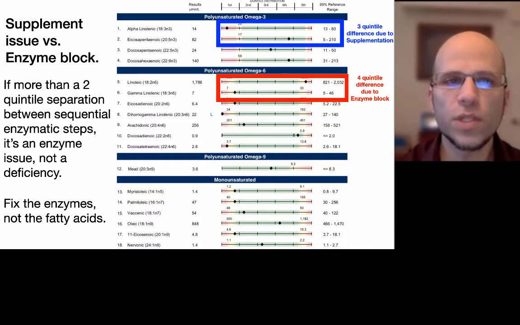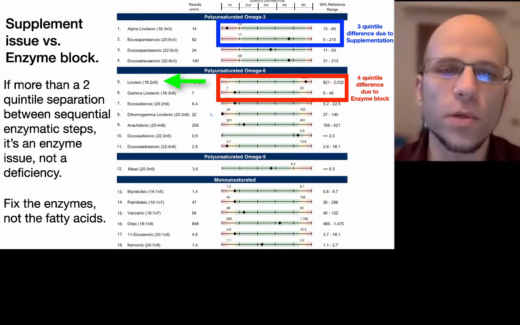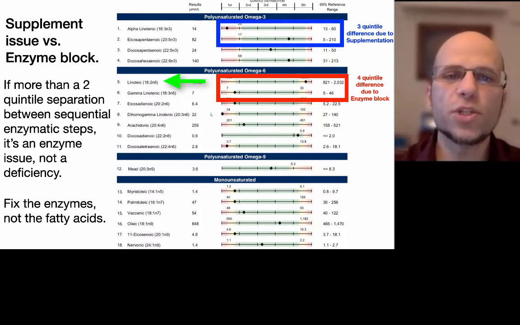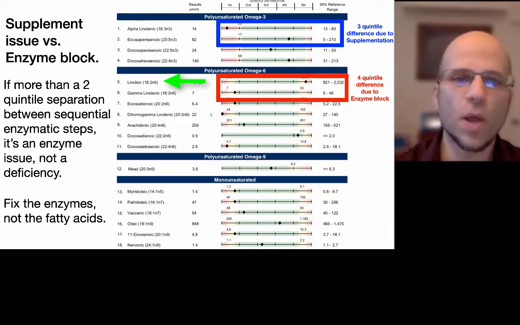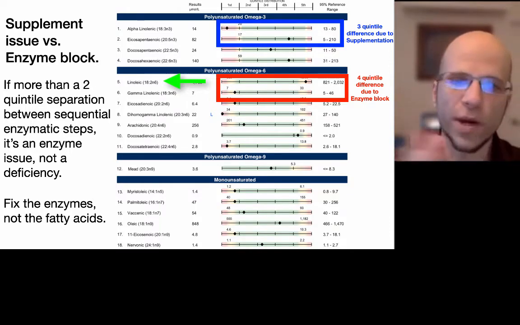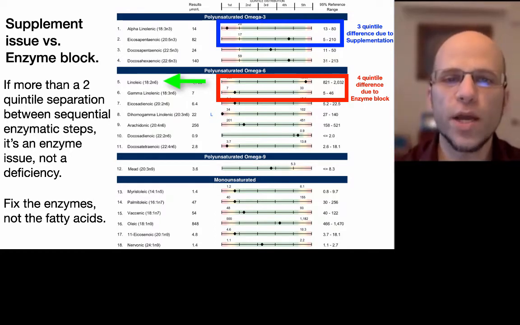One reason you can tell is that if you look closely here, this is 18:2n6. So the 18 is the carbon length. The 2n6 is the omega number, that's the location of where the double bond is, how many double bonds and where it starts. And an enzyme changes one number at a time.